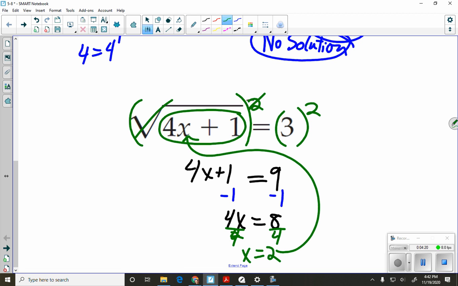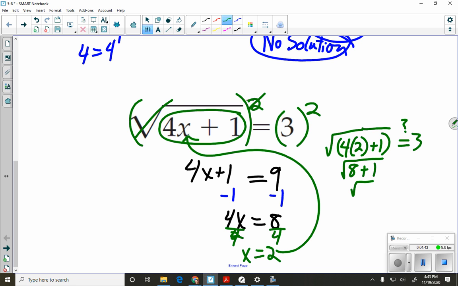So I'm going to come over here, and I'm going to plug in the square root of 4 times 2 plus 1, and make sure that extends the whole way, equals 3. Does it? I hope so. Let's find out. Inside the square root, it's like having parentheses, so 4 times 2 is 8 plus 1, which we know is 9.